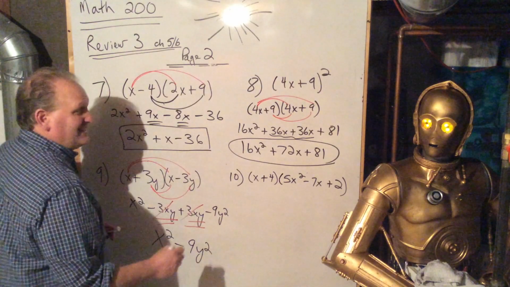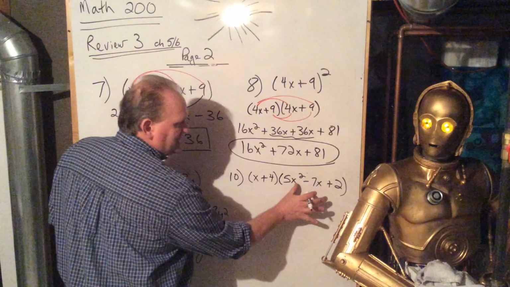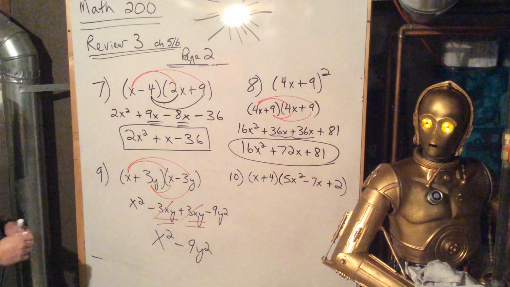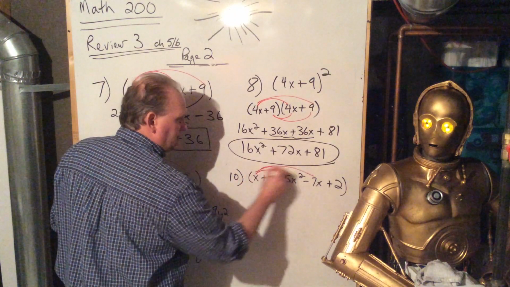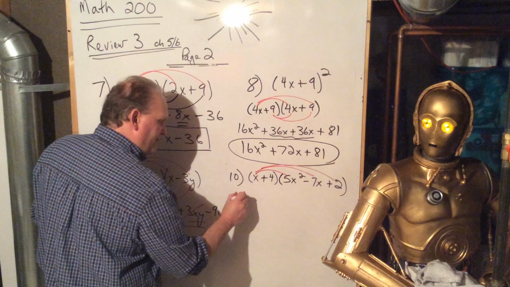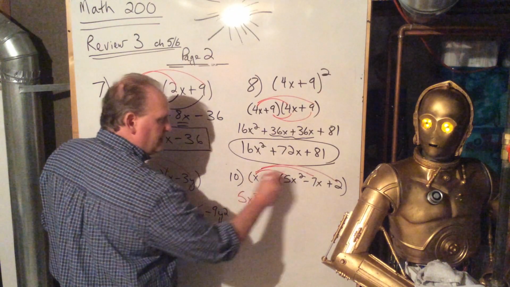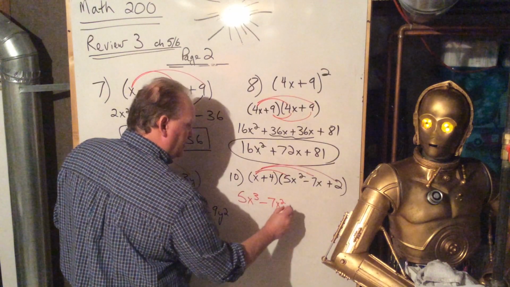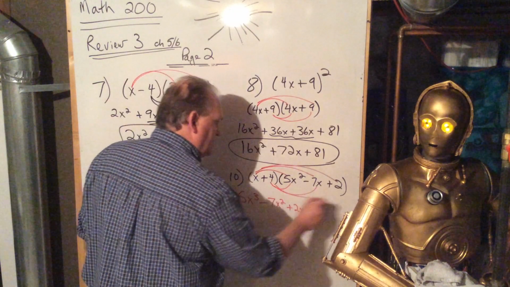Excellent. And then the last one is a binomial, a first degree binomial, times a second degree trinomial. So we're just going to do the distributive property twice. Again, this times this times this. So we got 5x to the third minus 7x squared plus 2x. And then we're going to do this times this times this.